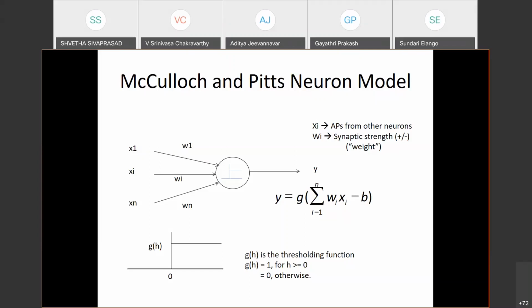And if the sum total of all these inputs weighted by the weights is greater than some threshold, the neuron fires, that is, output y is 1. Otherwise, output y is 0. Here, for simplicity, we take the baseline value of the neuron not as minus 70 millivolts, but just 0 as a convention. Because we say that the neuron here has just two states, the resting state and the excited state. So the resting state has a value of 0 and the excited state has a value of 1.